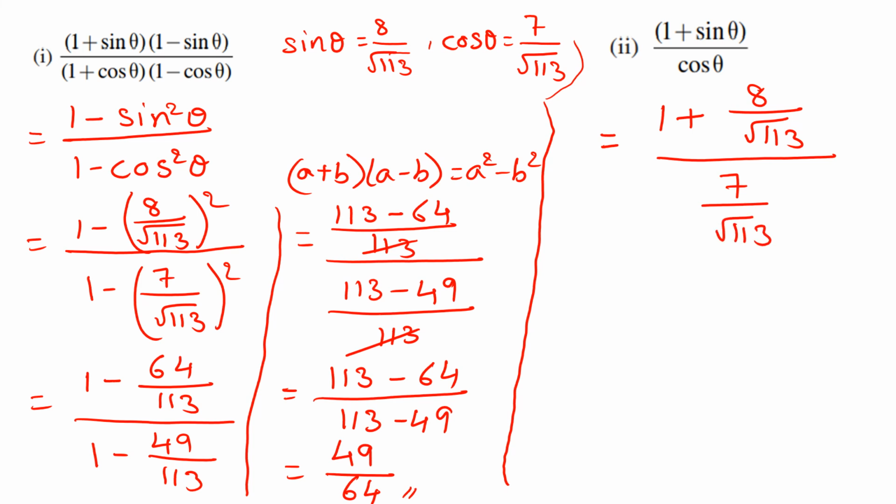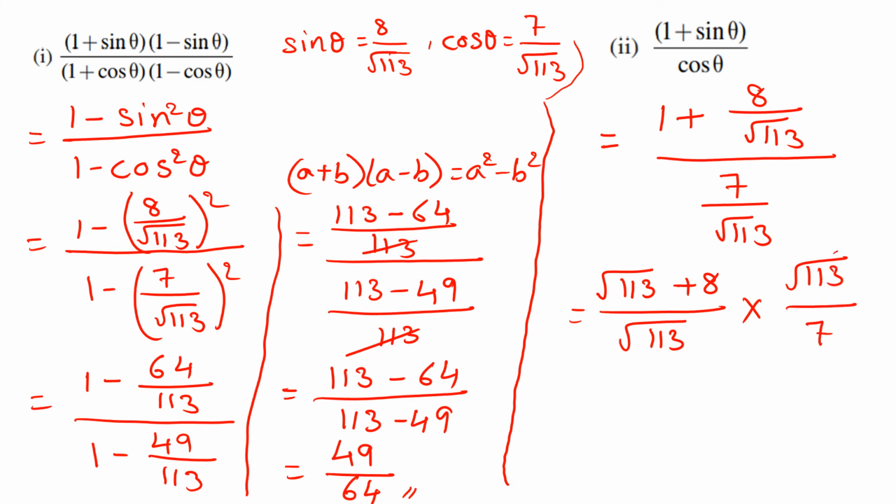So already we know that here that is (root of 113 plus 8) by root of 113, into, it will be reciprocal here, right? So that is root of 113 by 7. Okay, so here root of 113 and root of 113 cancel. So the answer is (root of 113 plus 8) by 7. So this value is this one, right?